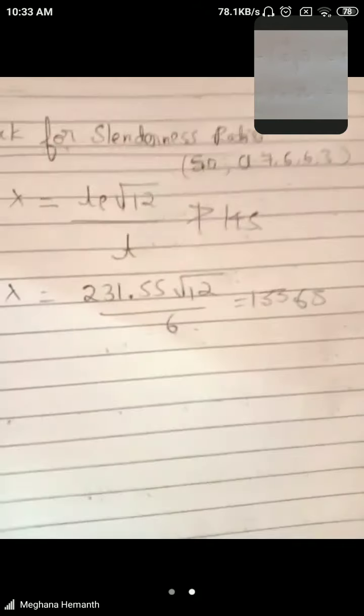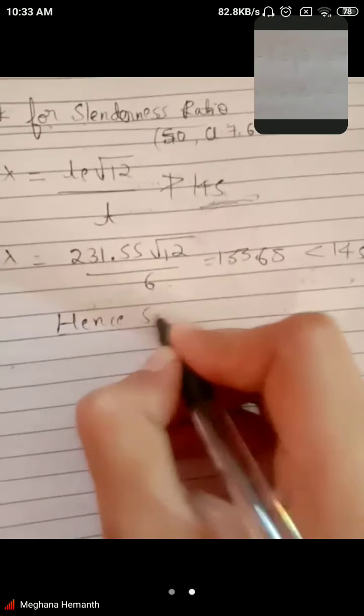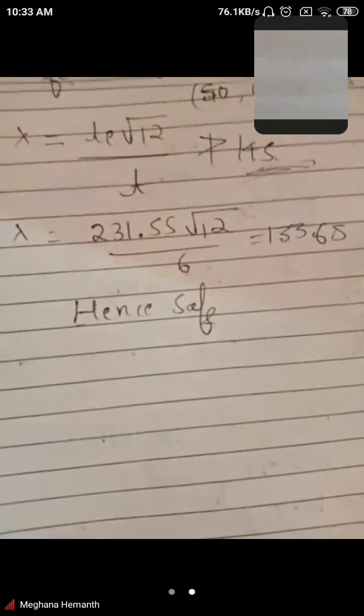There is a sentence there: the slenderness ratio of the lacing bars shall not exceed 145. So you need not remember it, it is there in your code book, you just have to substitute the values. Then you'll get 133.68. Now this is less than 145, so hence it is safe. So the check for your slenderness ratio has been satisfied.